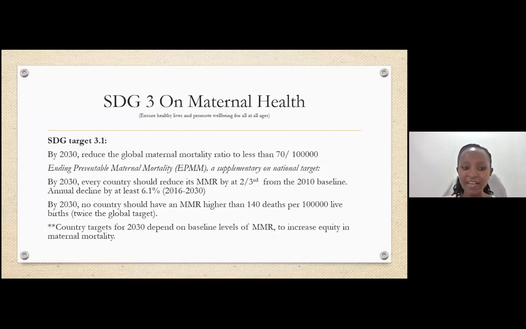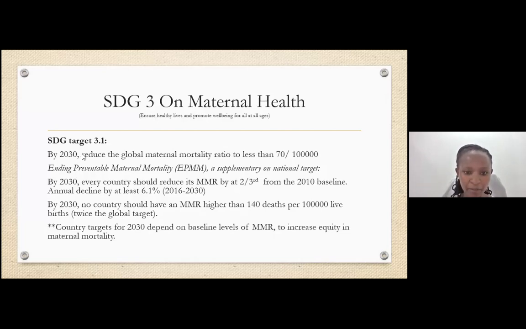So for every country, by 2030, we should be able to reduce maternal mortality ratio by at least 2/3, and that is from the 2010 baseline. So our baseline in 2010, according to the 2009 KDHS, we were at around 488 per 100,000 live births. So if we are to cut that by 2/3, it means by 2030, we should be at 160 and less.